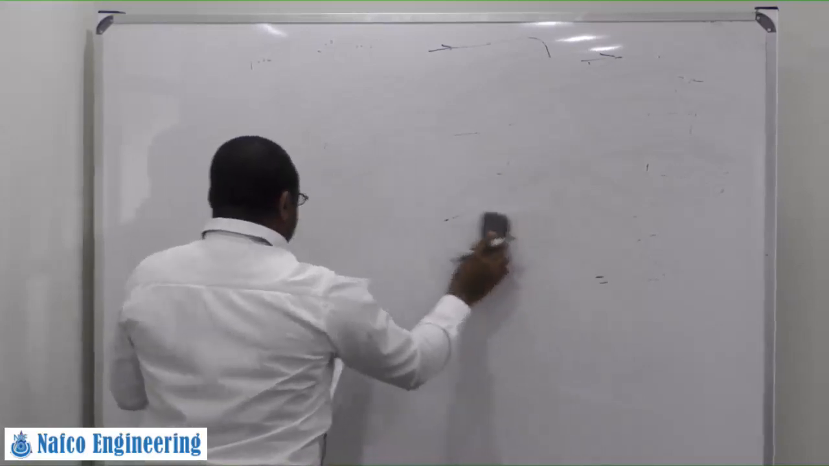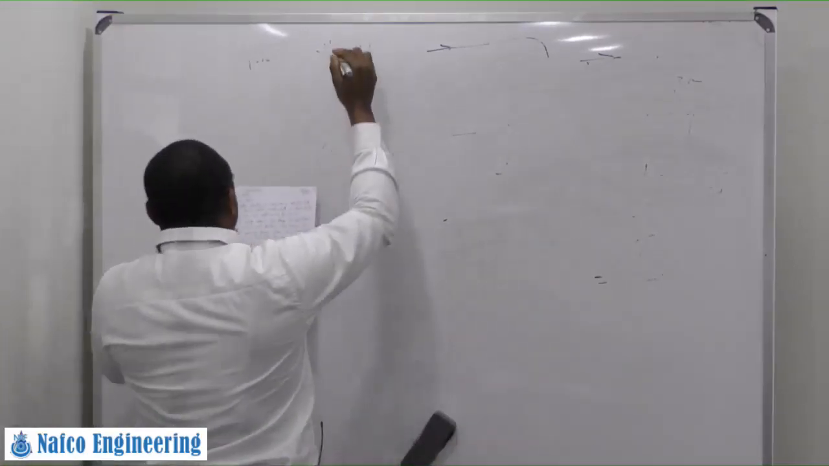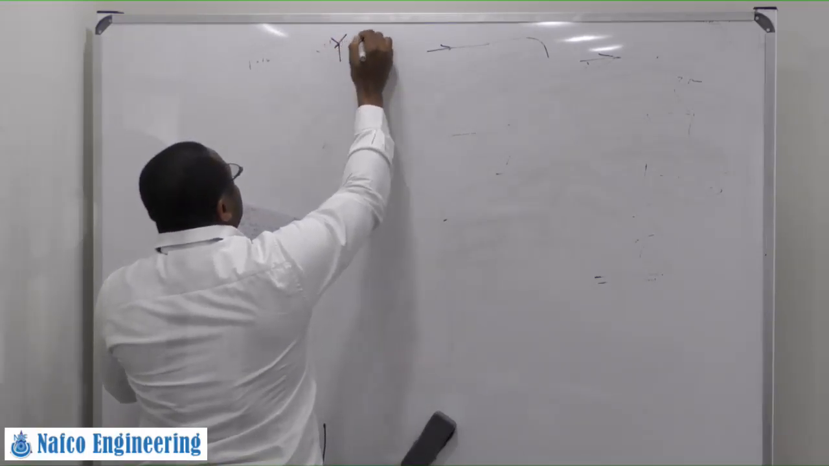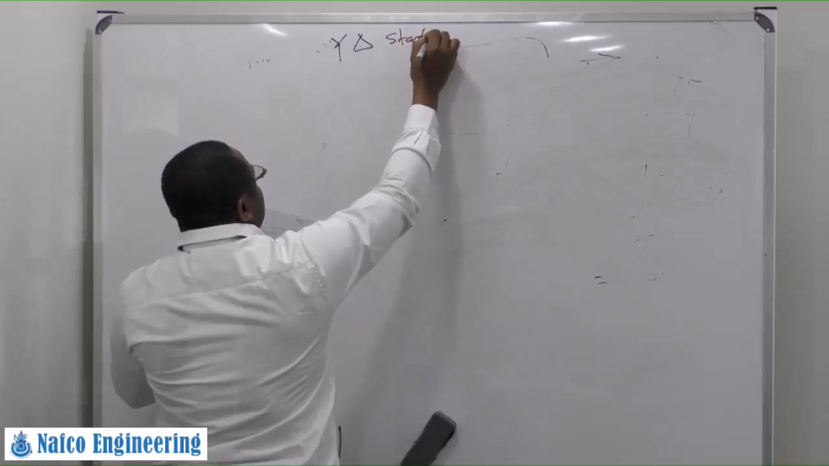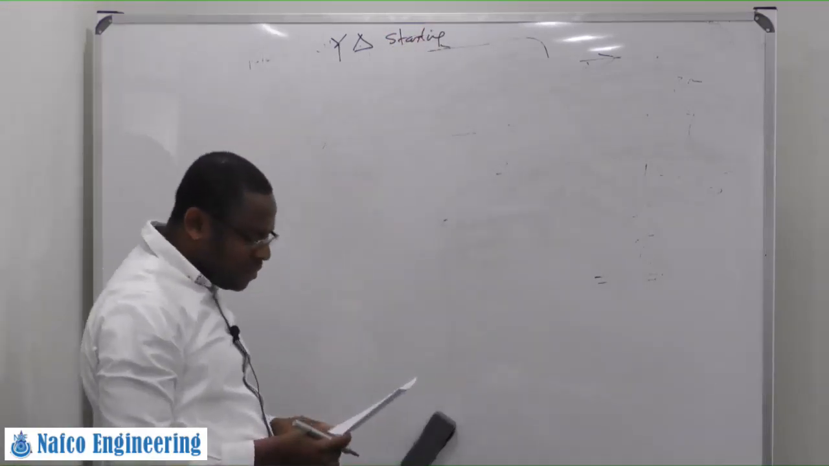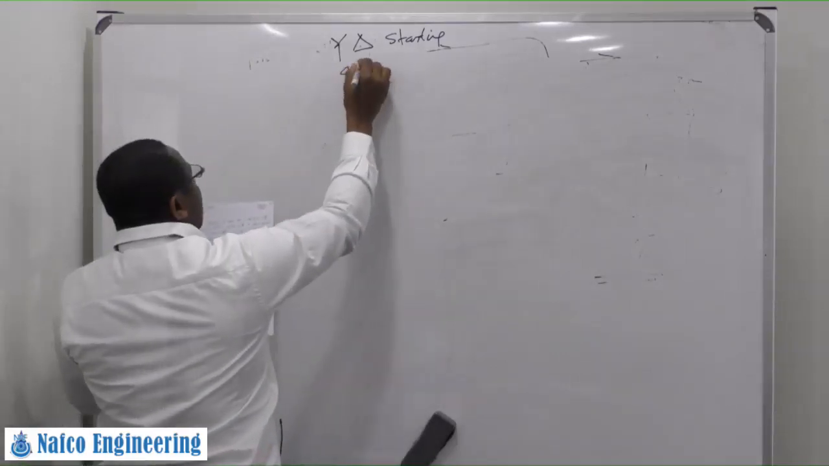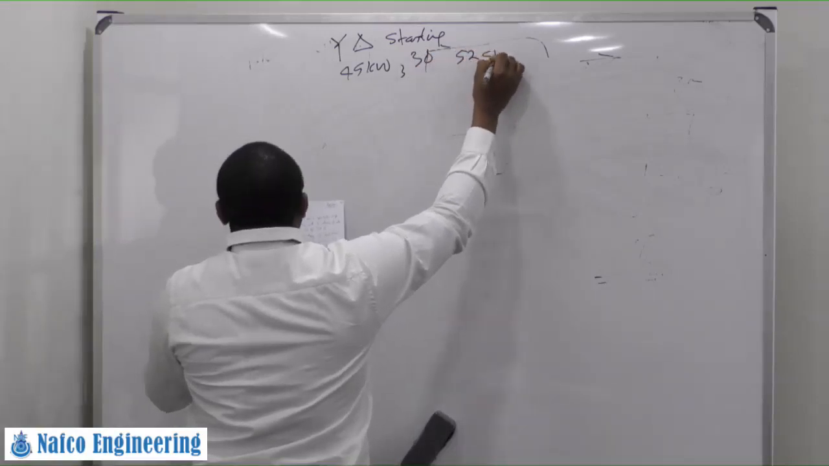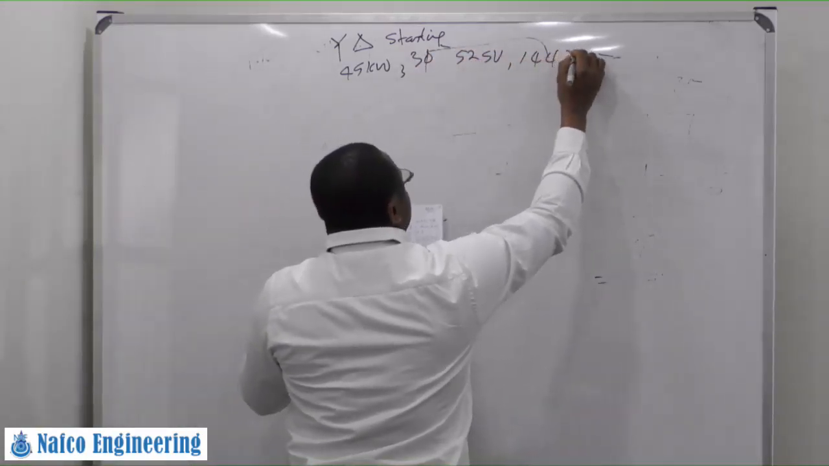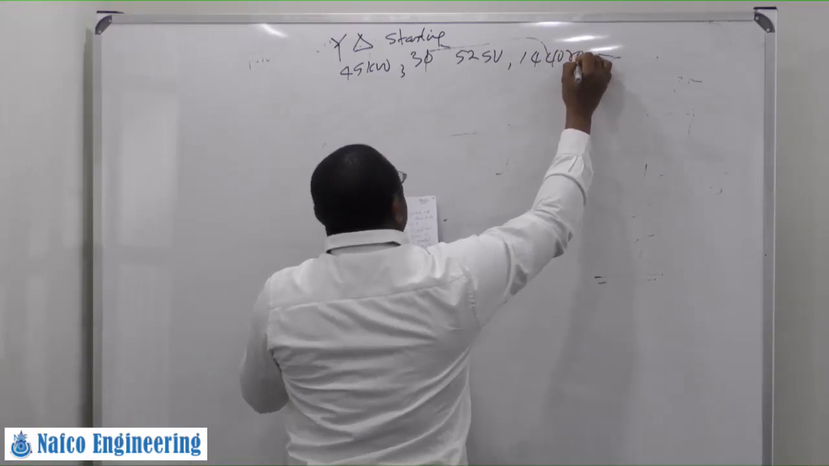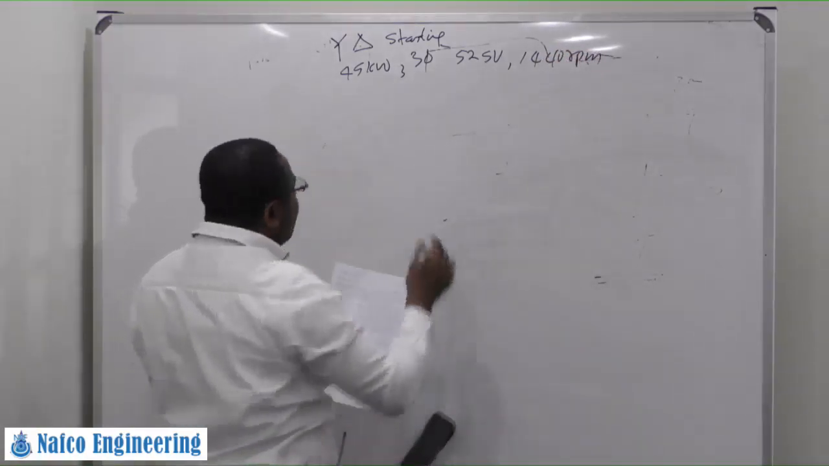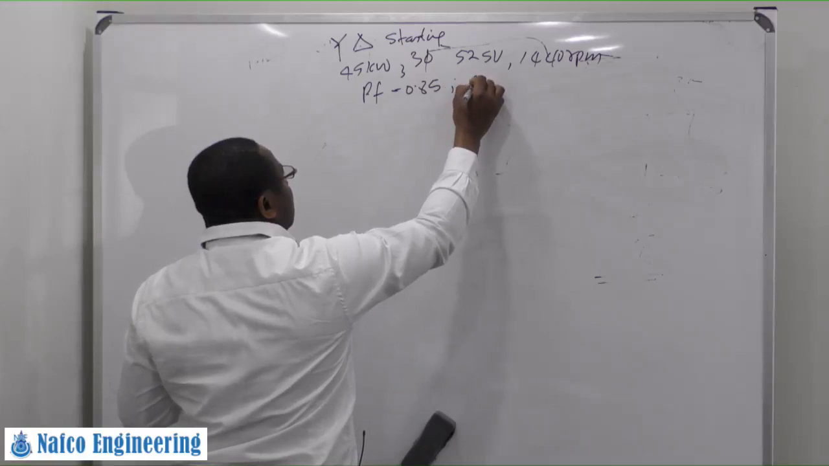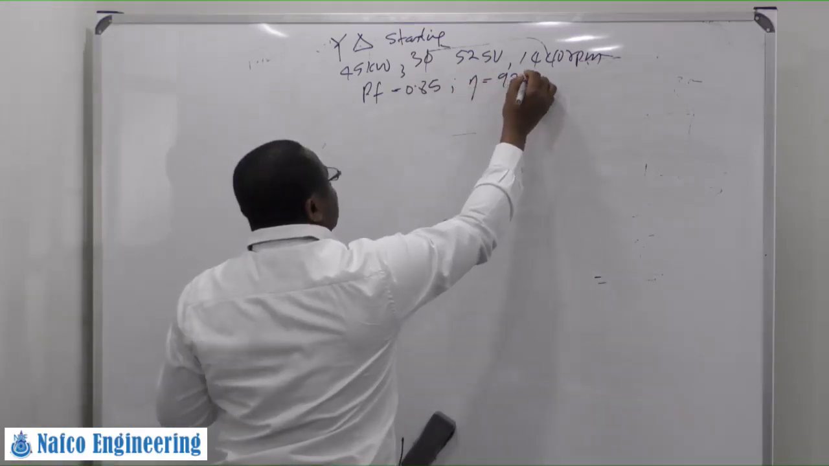before we establish the parameters. So this is 2017, June. Star delta starting is used, so star delta starting. It's used on a 45 kilowatt 3-phase 525 volt 1440 RPM motor, power factor is 0.85, efficiency is 92%.